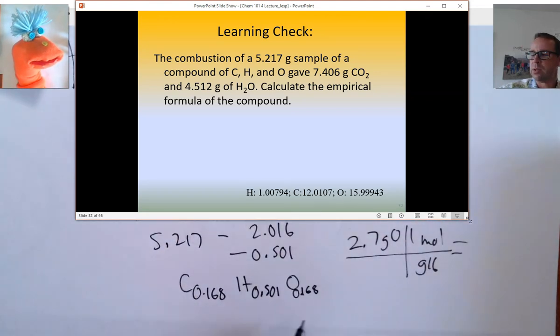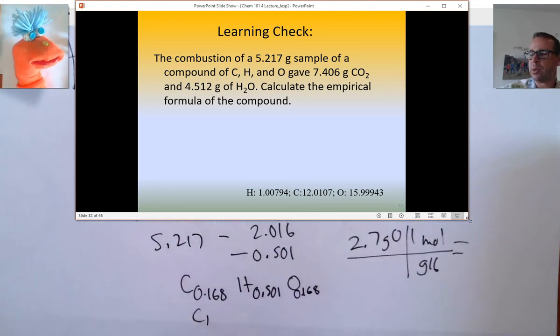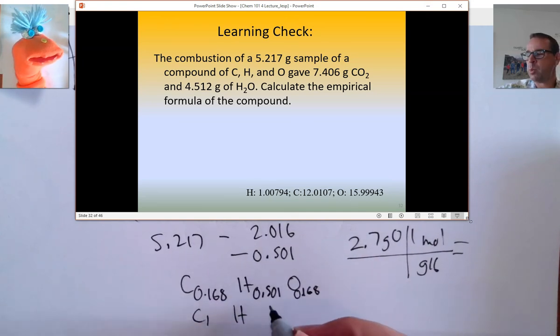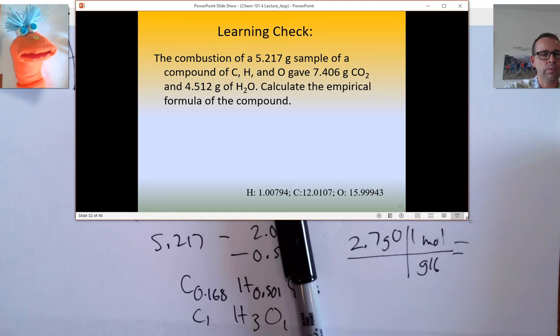All right, so now pretty close. I just have to divide these out. How do I get this to the simplest whole number ratio? Divide them all by the smallest. That's right, so 0.168. So I get C1, H, what happens if you divide 0.5? That's 3. Okay, and then 0.168? That's 1. So C1, H3O.